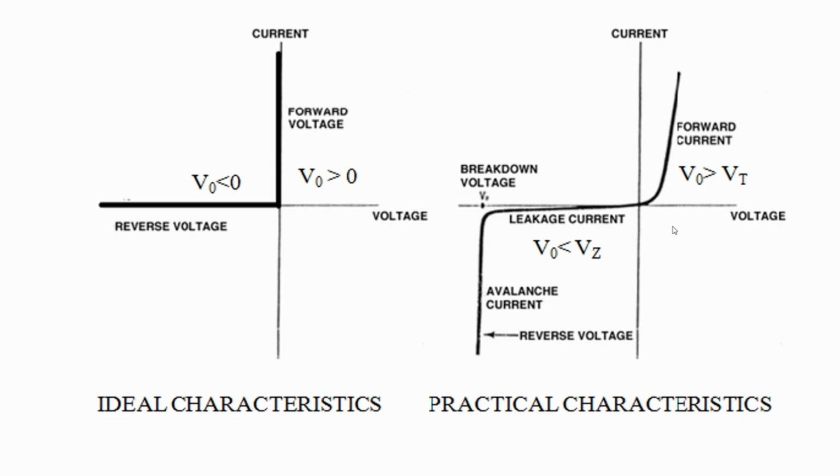Additionally, real-world diodes have a limit as to how much voltage or current they can resist. In this graph, you can see that once the negative voltage is high enough, the diode reaches what's known as its breakdown voltage and starts allowing current to flow.